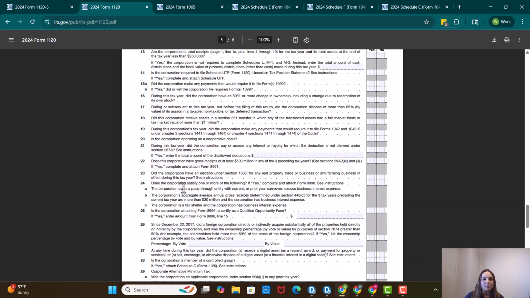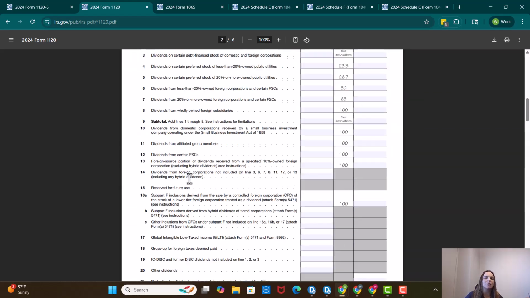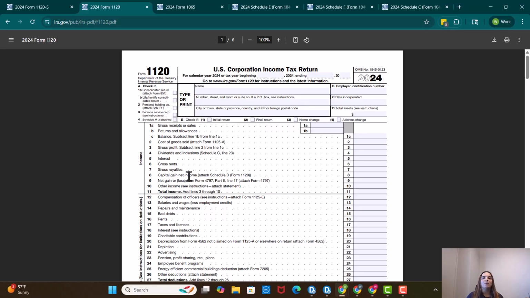So it looks very, very similar to these other tax returns. It is just a completely different beast. Almost all C corporations are going to pay tax if there's income there at the federal level, unless there's deductions and credits that they're taking advantage of. But this is a C corporation return.